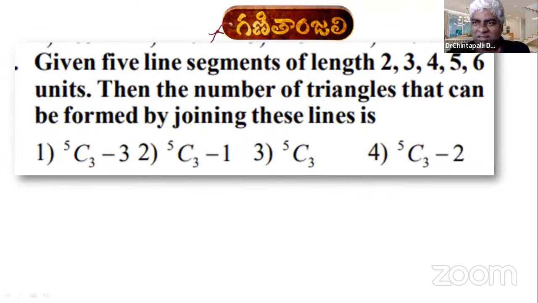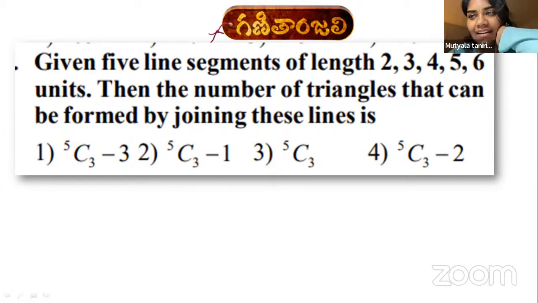Yeah, it's a very thought-provoking question. I'm giving 5 sticks. One stick is of length 2 units. Second stick is of length 3 units. Third stick is of length 4 units. Fourth stick is of length 5 units. Fifth stick is of length 6 units, right? Yes, sir. How many triangles can you make with those 5 sticks?